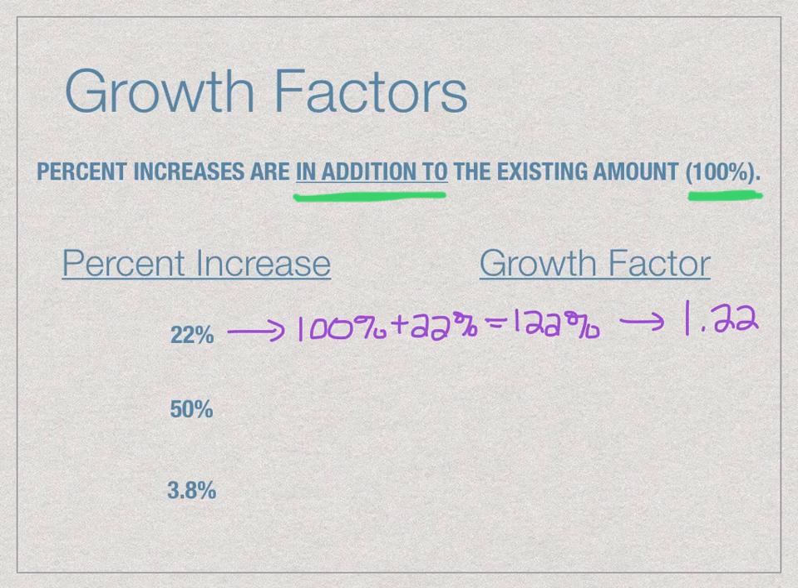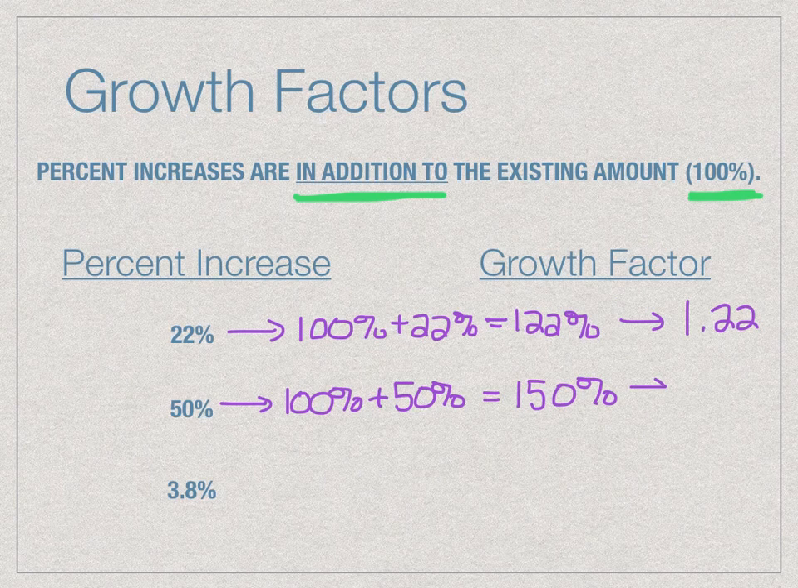Okay, kind of the same thing here, with 50%, I'm going to do 100% plus the 50%, which really means that at the end I'm going to have 150% of what I started with. And then if I move that to a decimal, again I'm taking my decimal point and moving it 2 to the left, it's going to be 1.5.